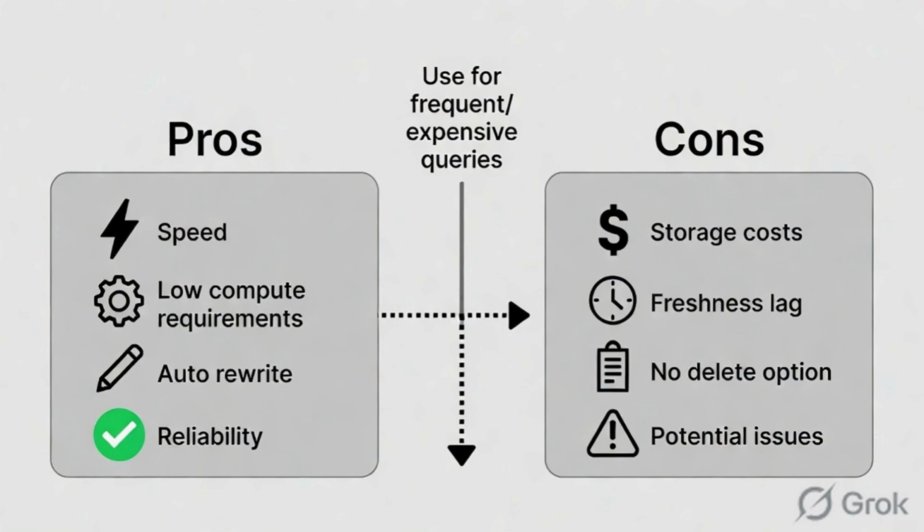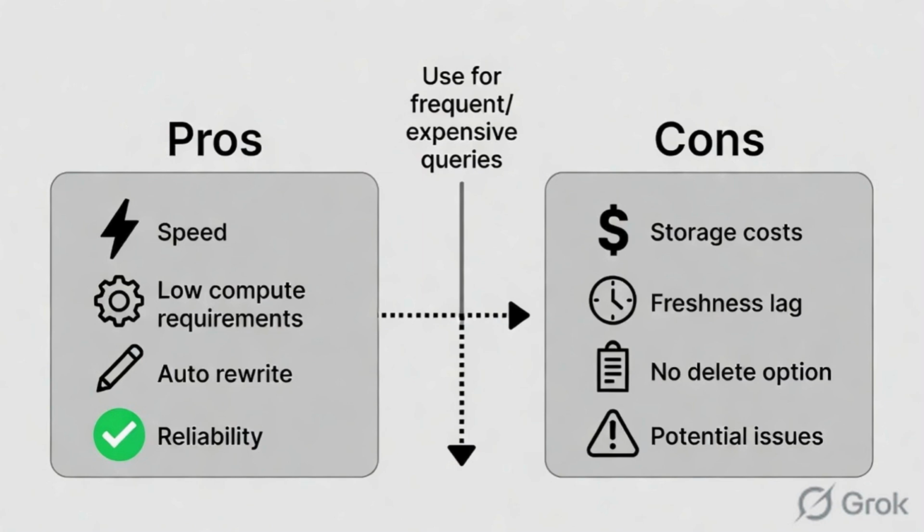These views turn expensive, slow queries into sub-second responses with minimal CPU. Perfect win. On the right pan, cons: storage dollar sign because the view duplicates aggregated data, clock for freshness lag, seconds to minutes behind raw, no delete icon since updates, deletes aren't supported, and warning triangle for potential gotchas.